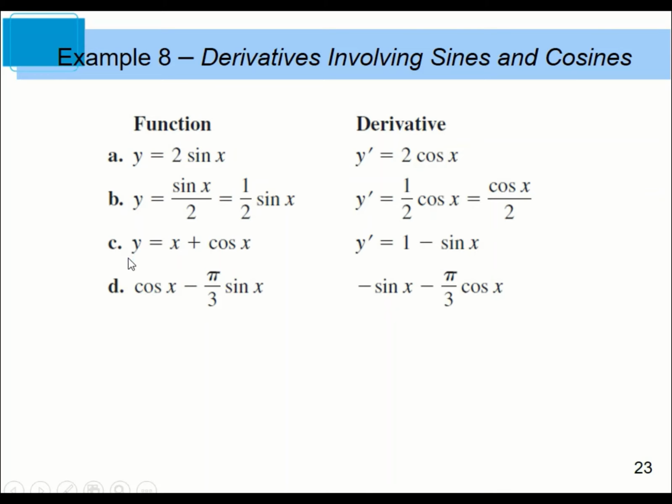All right, question C. We have y equals x plus cos x. When we differentiate x, we get 1. Differentiate cos x, we get negative sine x, so we have 1 minus sine x. And for question D, differentiate cos x, we get negative sine x. Then differentiate sine x, we get cos x, so we have negative pi over 3 cos x. So these are the basic differentiation rules that we need to remember.